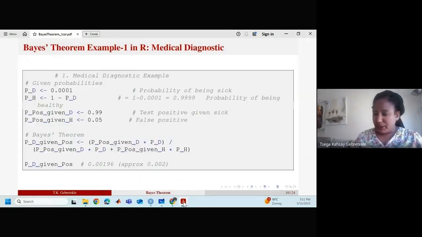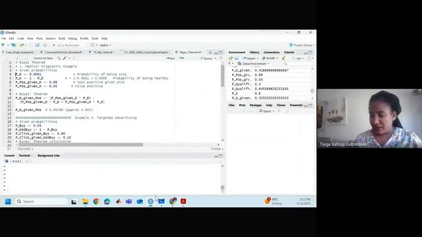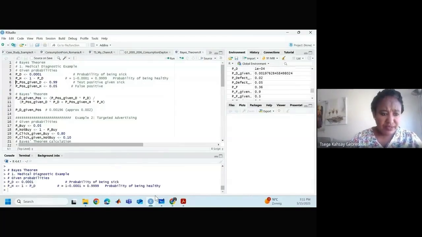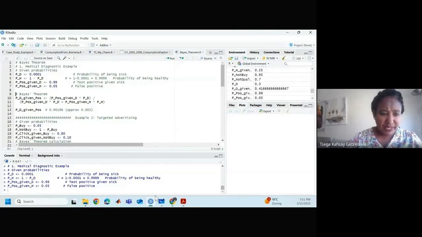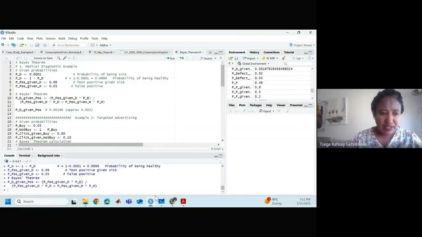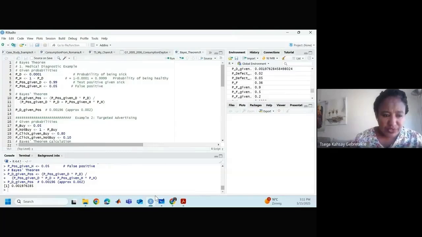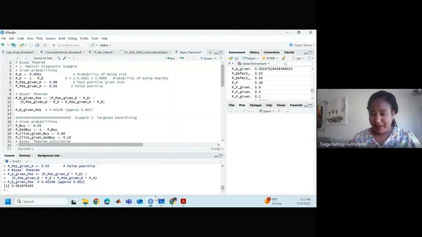We can also do it in R. This is a code, and how we can do it in R is the following. So I can run this, run this, run this, run this, and I can use the Bayes theorem to calculate, and it is 0.001976 approximately, which is 0.002. Okay, now let's see the next example.